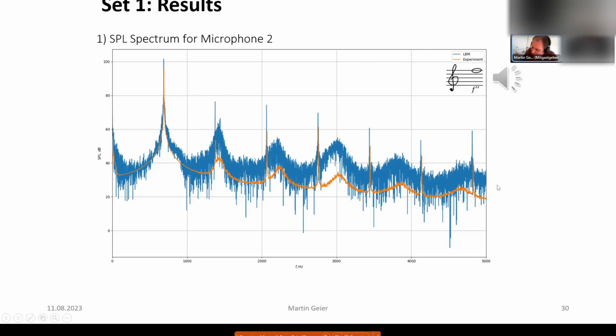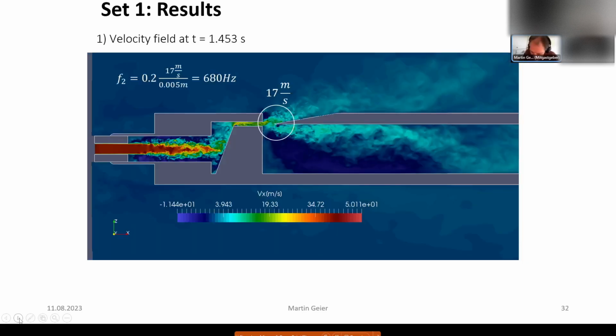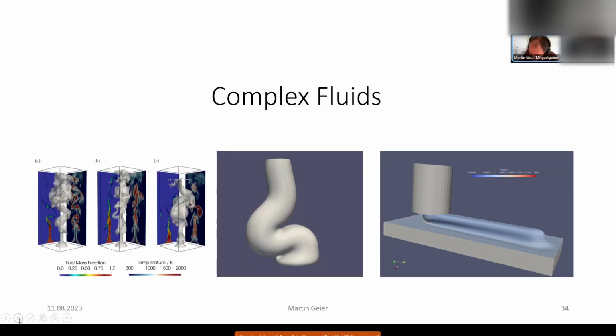We can actually make the sound audible, and my mother is an organist. She could identify what tone this is. It doesn't sound like a very good instrument, but it sounds roughly like the plastic pipe that we printed. So this is the flow field. We had a velocity of 17 meters per second here. And now I'm talking too long, I recognize.